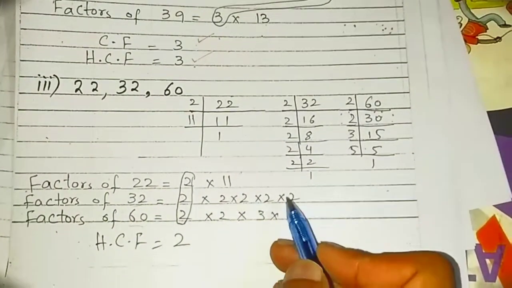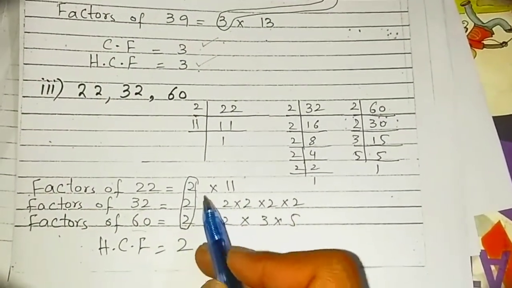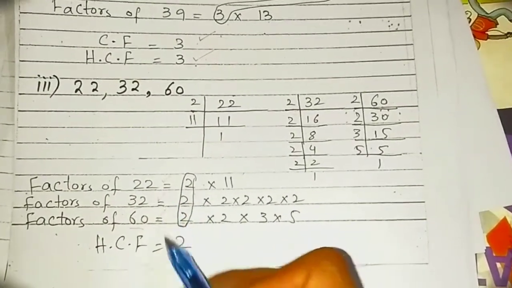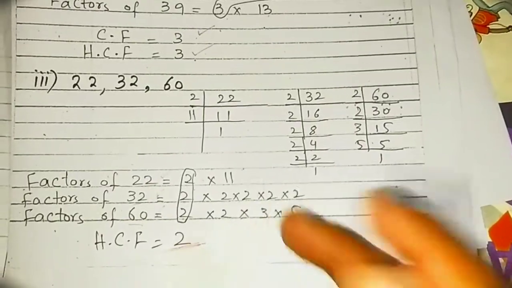So here are the factors of 22, 32 and 60. Now we have to check the common factor. Here the common factor is only 2 because it is present in 22, 32 and 60. So our HCF is 2.